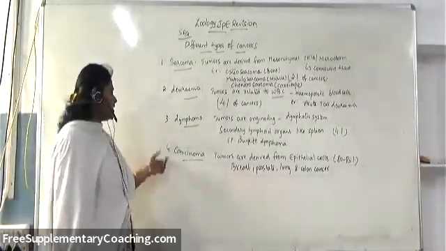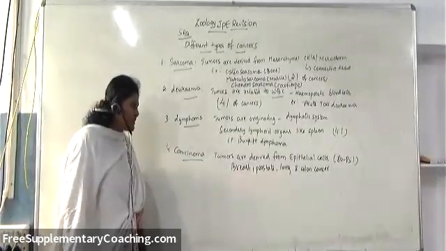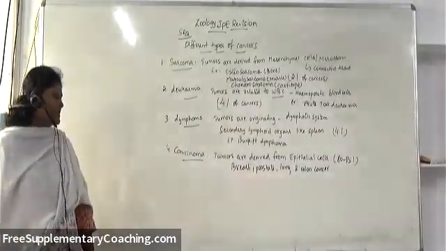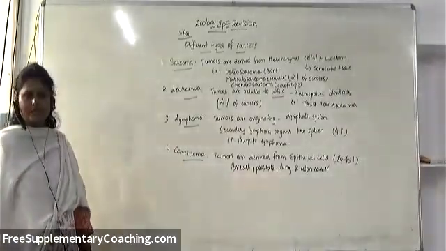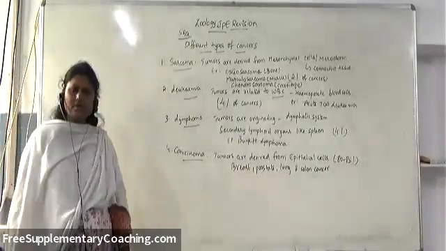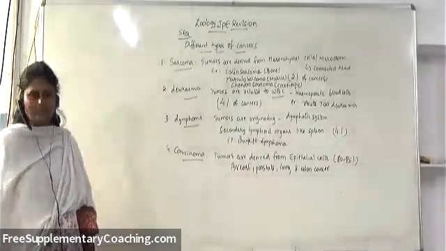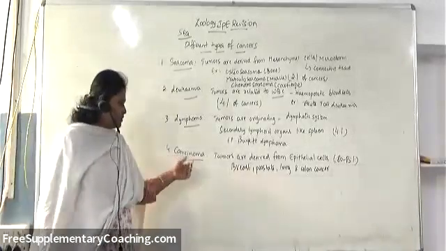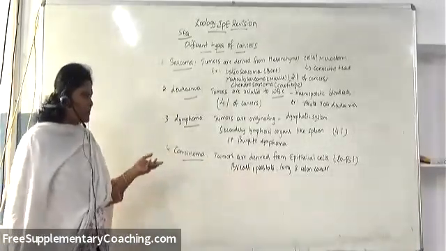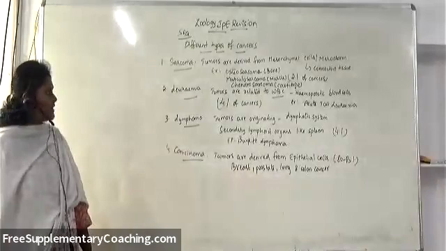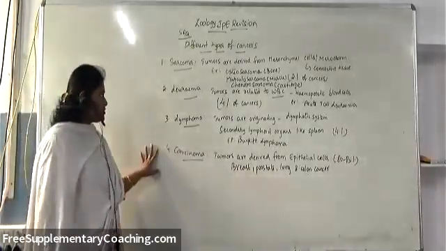And finally, carcinoma. When the tumors are derived from epithelial cells, such cancer is called carcinoma. Nearly 80 to 85% of the cancers are carcinoma only. Examples are breast cancer, prostate cancer, lung cancer, and colon cancer. All these are different types of cancers.